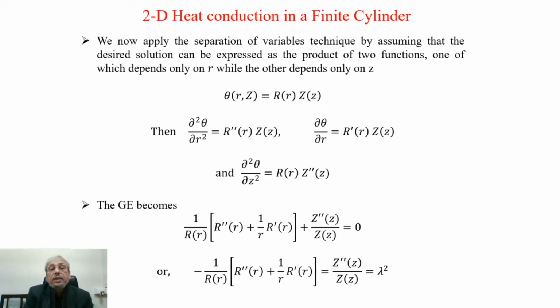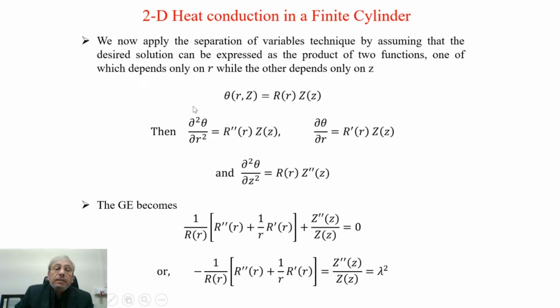We now apply the separation of variables technique by assuming that the desired solution can be expressed as the product of two functions, one of which depends only on r and the other depends only on z. This is the standard technique of separation of variables. We assume the final solution is a product of two functions, one a function of r only and the other a function of z only. So theta(r, z) equal to R into Z.